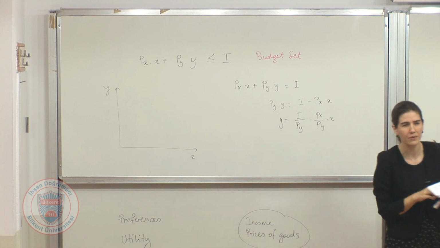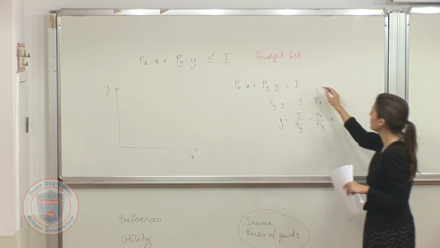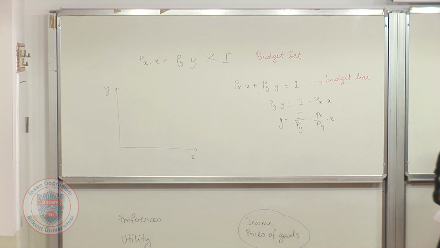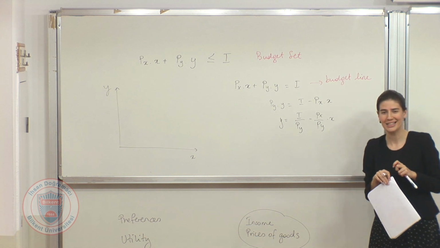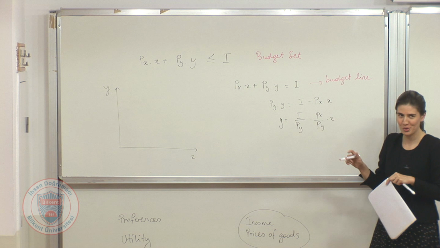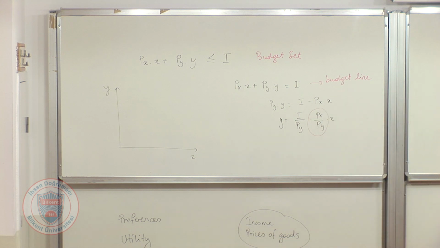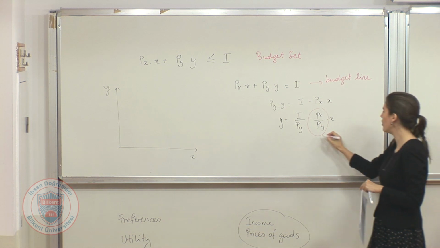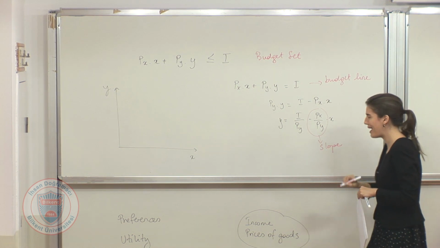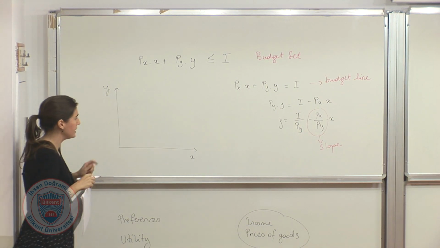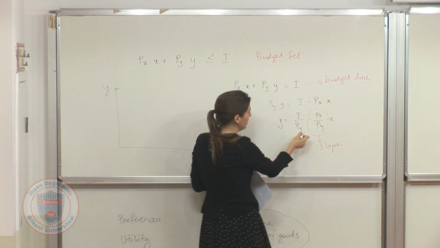So what is the slope of this line? We're going to call this the budget line. What is the slope of this line? Minus Px over Py, right? That makes a lot of difference. So minus Px over Py is what we call the slope of the budget constraint, the slope of the budget line. And this is going to be the slope, and this is the intercept.